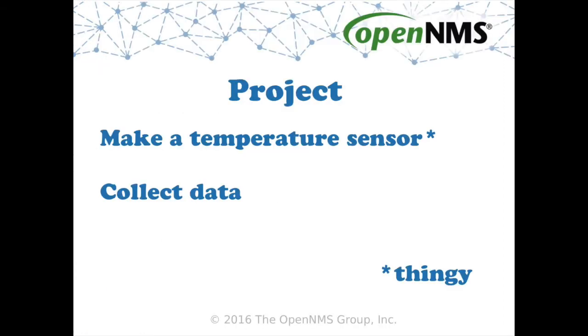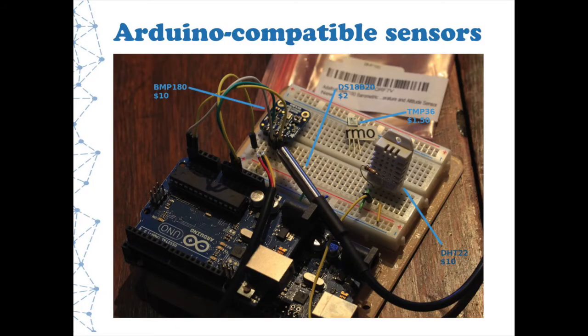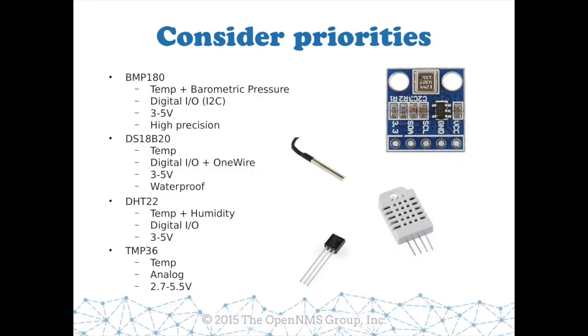So this project that I'll talk about is simply making a temperature sensor, collecting the data and analyzing the data. I started looking at Arduino as a way to do this. This is an image of a few different sensors, and I've got a board with a few of those here as well. They have different characteristics, and they all cost about 10 bucks or less. Just the sensor, just the temperature sensor.